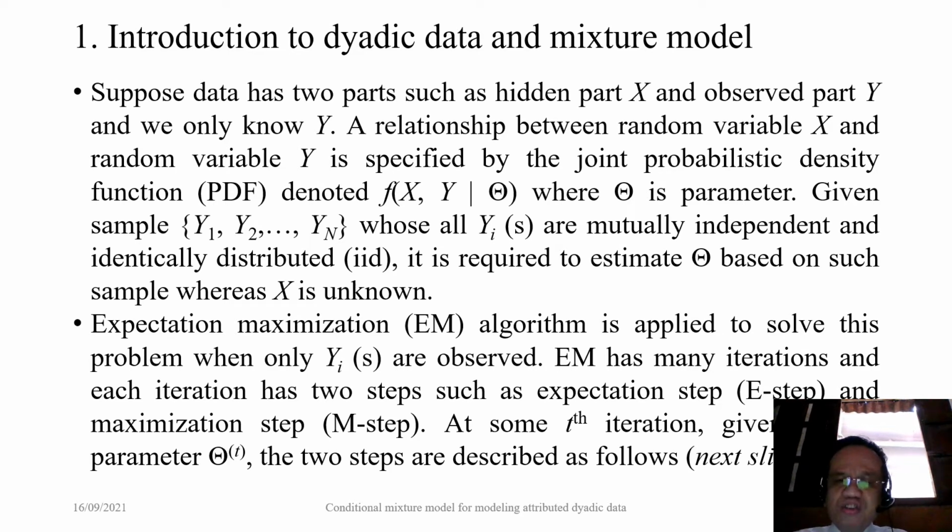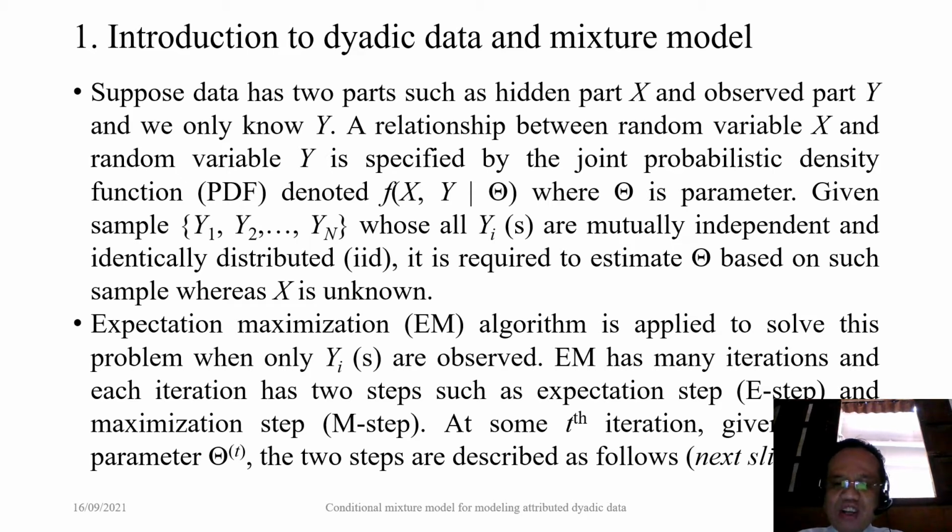Sample data has two parts, such as a hidden part X and an observed part Y, and we only know Y. A relationship between random variable X and random variable Y is specified by the joint probability density function PDF denoted by f(x, y | theta), where theta is the parameter. Given a sample y1, y2, ..., yn, whose elements yi are independent and identically distributed IID, it is required to estimate theta based on such a sample where X is unknown. The expectation maximization EM algorithm is applied to solve this problem when only yi are observed.